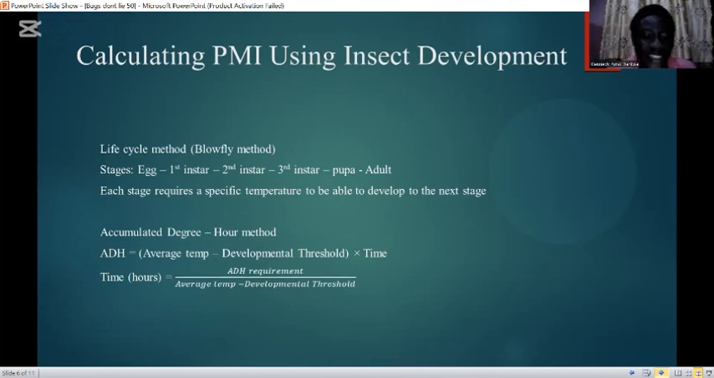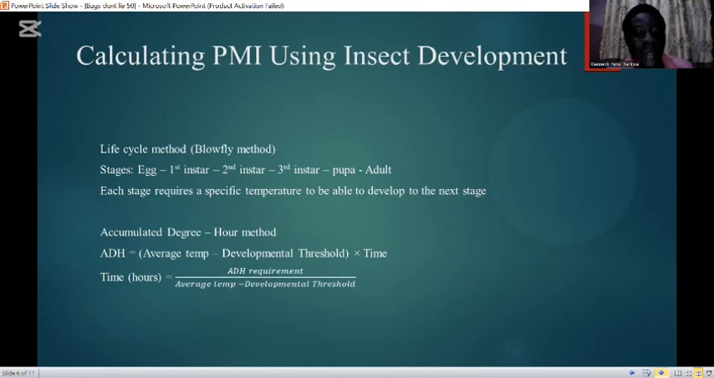So the average temperature is the mean temperature, either in Celsius or Fahrenheit, over a specific time period during the insect development. Yes, so that is the average temperature.